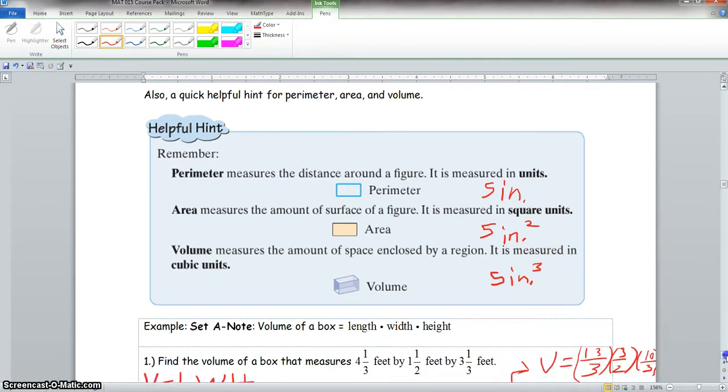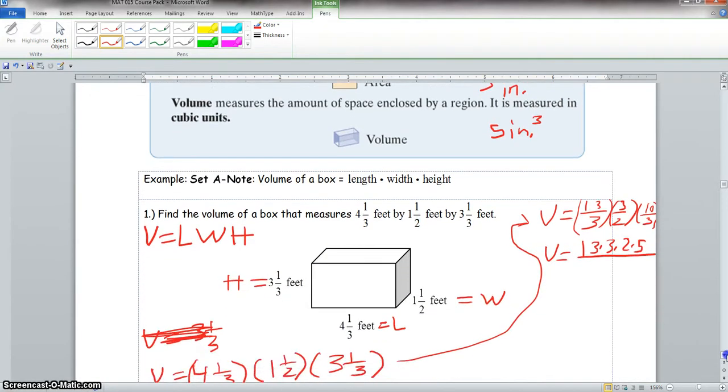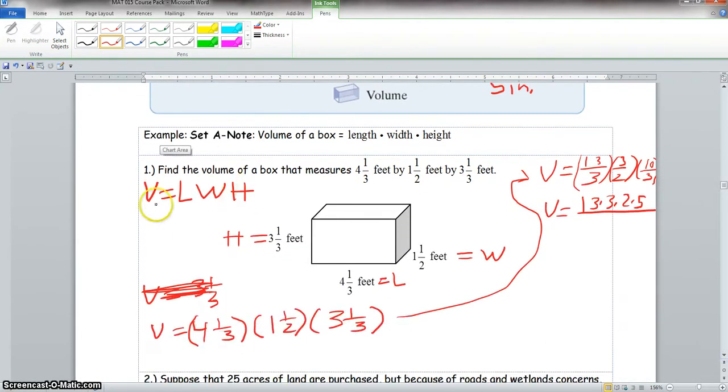So now we scroll down here to number 1. I took the liberty of filling out part of this here. It says find the volume of a box that measures 4 1/3 feet by 1 1/2 feet by 3 1/3 feet. Okay, the volume of a rectangular prism, which we have here, is length times width times height, which is denoted here. Now what I did here, I labeled each of these values. The length is 4 1/3, the width is 1 1/2 feet, and the height is 3 1/3 feet.